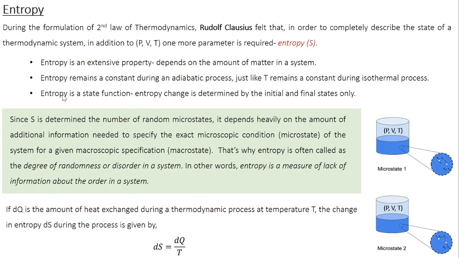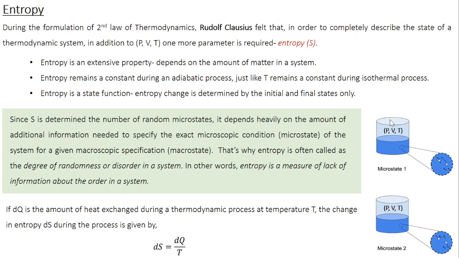Second one, Clausius observed that entropy remains a constant during an adiabatic process, just like temperature remains a constant during an isothermal process. So based on this observation, Clausius defined entropy as the thermal property of a system which remains a constant during an adiabatic process. Third one, just like internal energy, entropy is also a state function, which means entropy change is determined completely by the initial state and final state. It doesn't depend on the path through which the change happens.